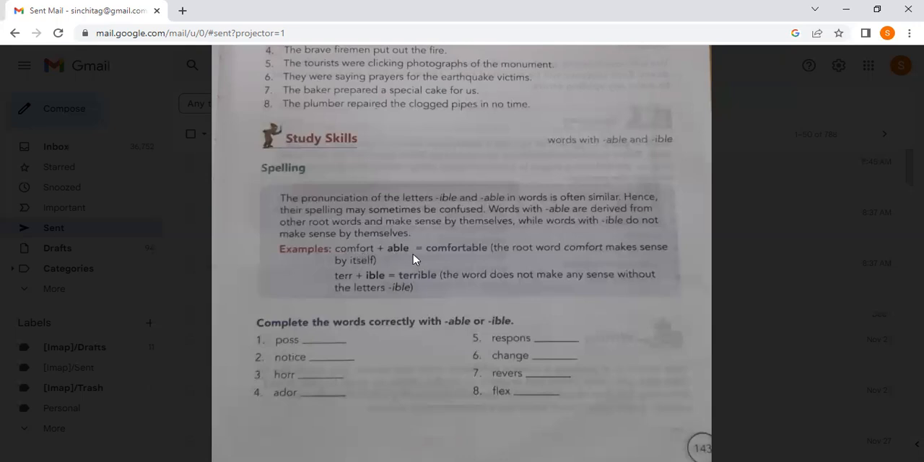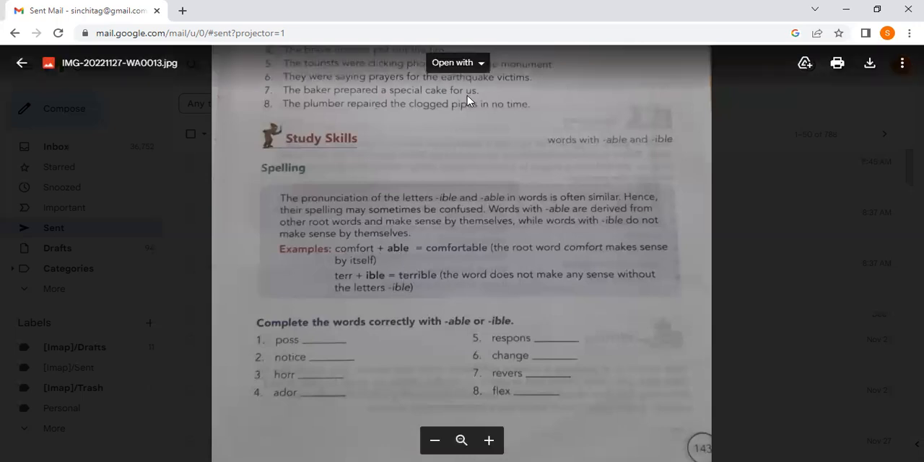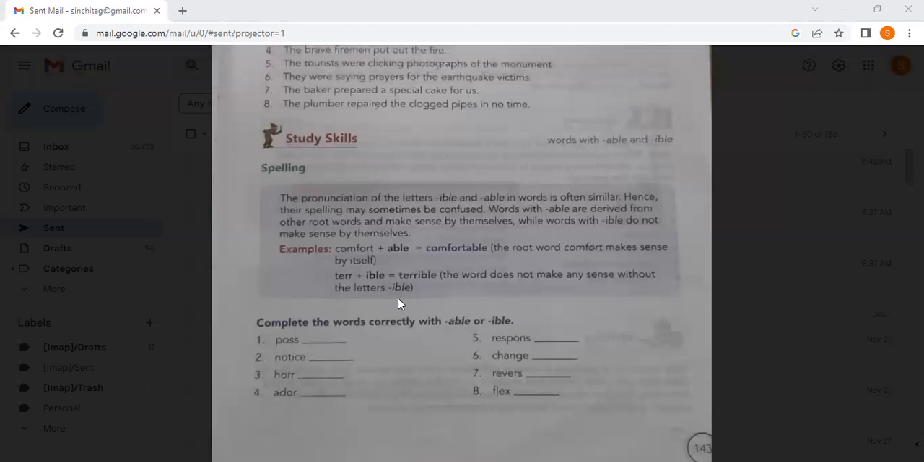Comfort plus able is equal to comfortable. The root word comfort makes sense by itself. Very good. Terr plus ible is equal to terrible. The word does not make any sense without the letters ible. Very good. Excellent. So, what is happening?